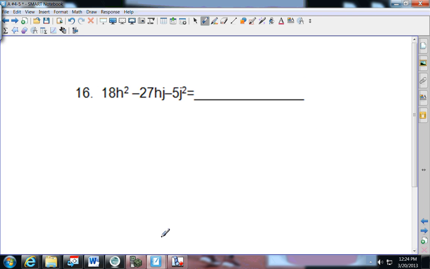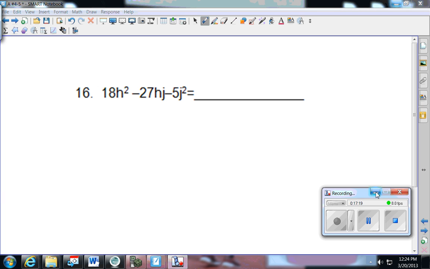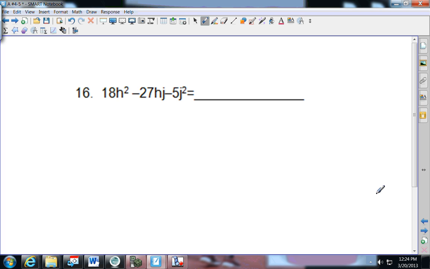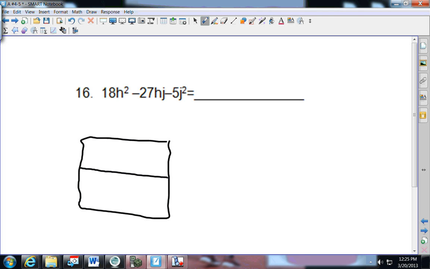Number 16. On number 16, as I go to look, the first thing you look at is is there a GCF? Does 5 go into 18? Nope. So I'm going to draw my box. And in the upper left-hand corner, I'm going to put 18h squared, bottom right-hand, negative 5j squared. Something in the middle term is hj, something hj.